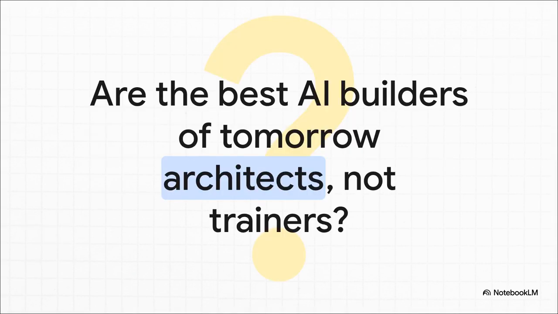And that leaves us with a really interesting question to chew on. If context is now king, if building the right information ecosystem around the model is more important than just tweaking the model itself, does that mean the best AI builders of the future won't be trainers, but architects? Brilliant context architects? It's definitely something to think about.